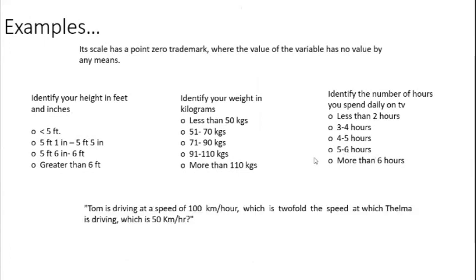So here is another qualified statement for a ratio wherein we can use the word twofold or twice, because we can divide 100 kilometers per hour by 50 kilometers per hour and the quotient is equal to 2. So 100 to 50 will have a ratio of 2 to 1.